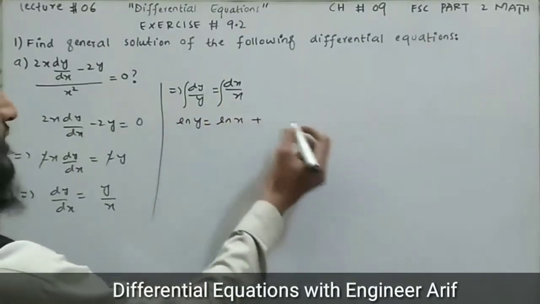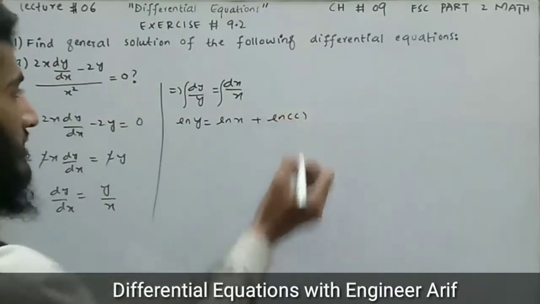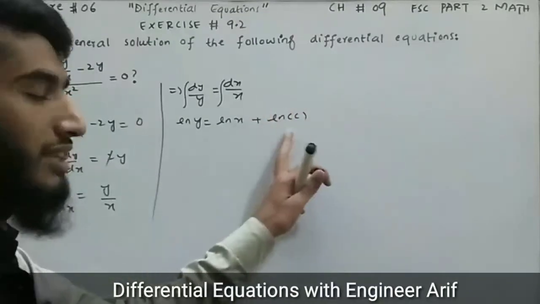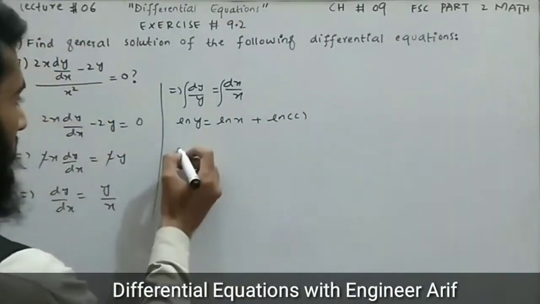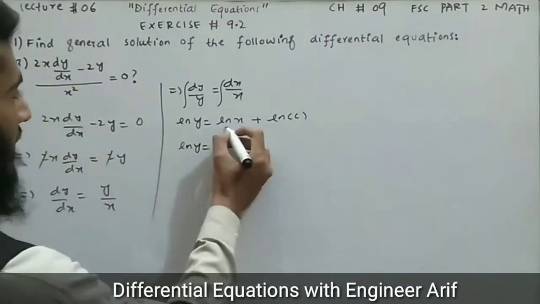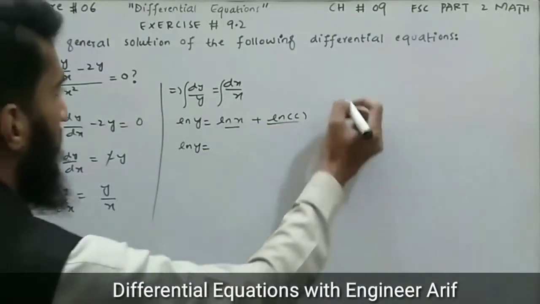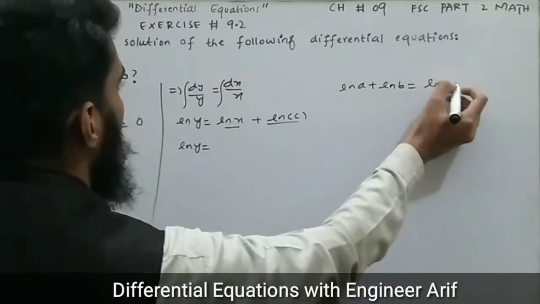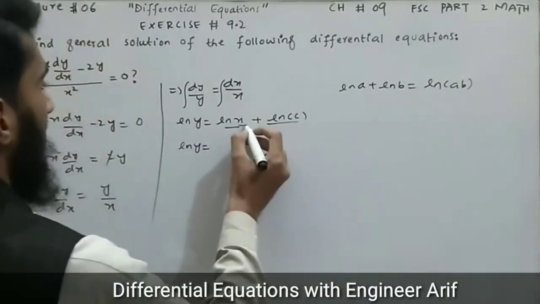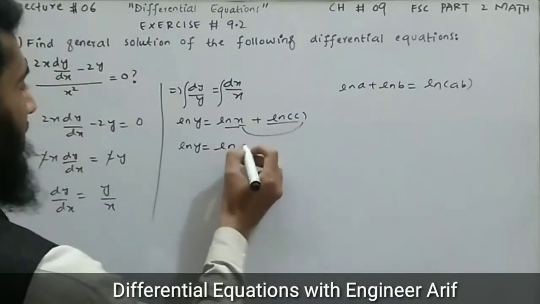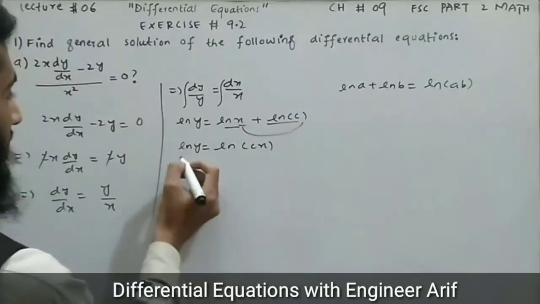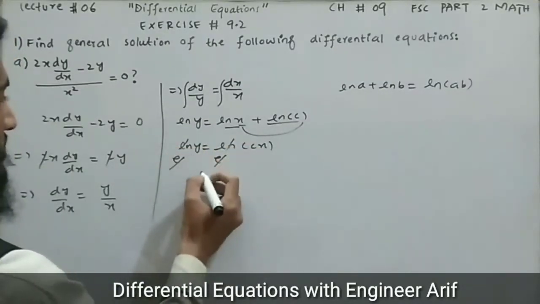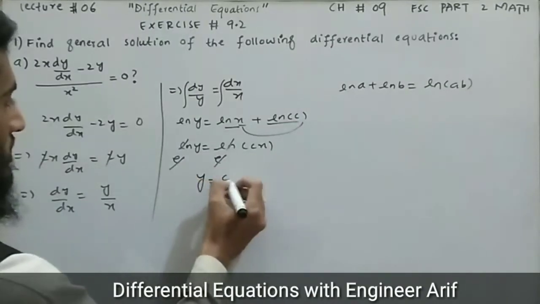And with the constant we can take ln, because c is a constant, and taking ln of it is also a constant, it will still give us a constant value. So after this, the formula ln of a plus ln of b will be used. ln of a plus ln of b is equal to ln of ab. It means these two terms will multiply with each other, it becomes ln of cx. Now taking exponential on both sides, e and ln cancel out on both sides, so we are left with y is equal to cx.